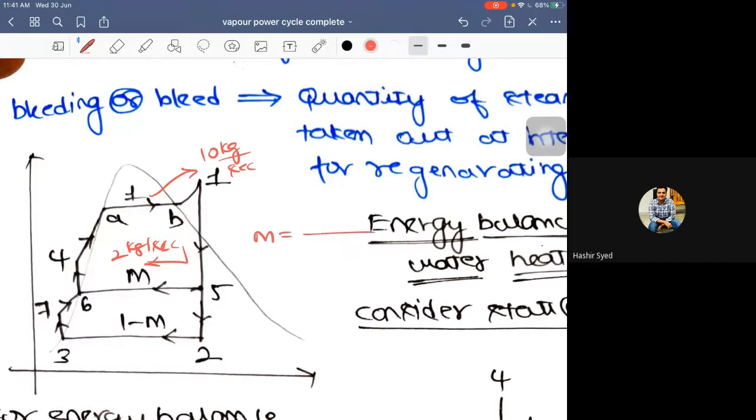So, what does the value of M say? It is the mass of the steam bleeded, in the sense sent back for the regeneration, to the mass of the steam entering the turbine. Now, can I have the value of M? Anyone?